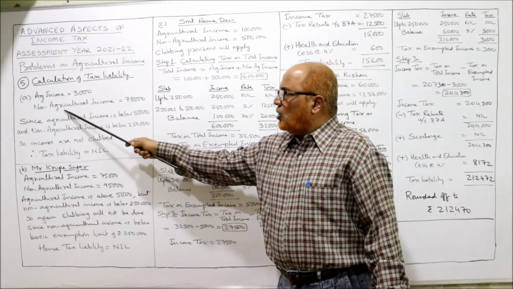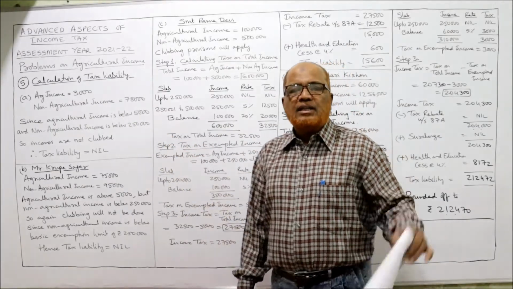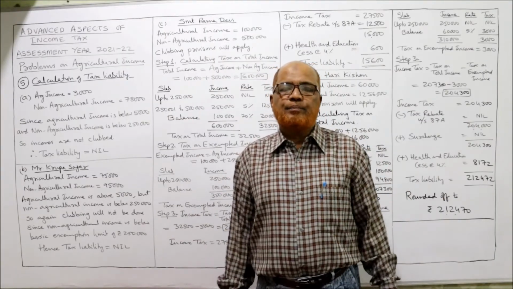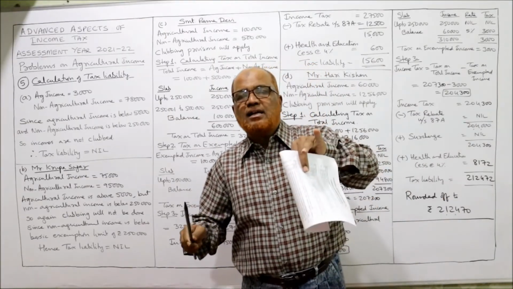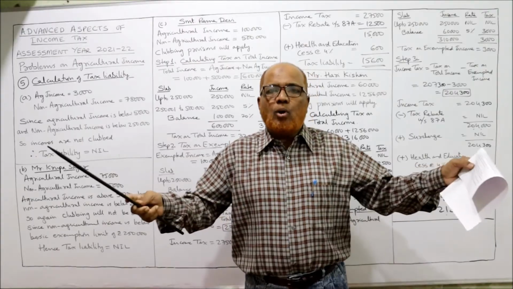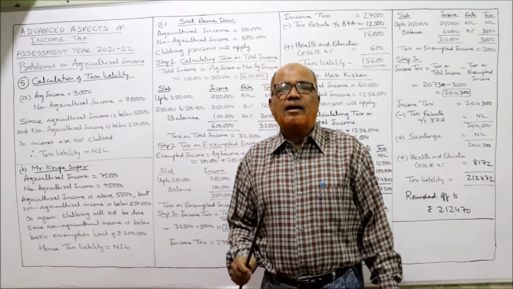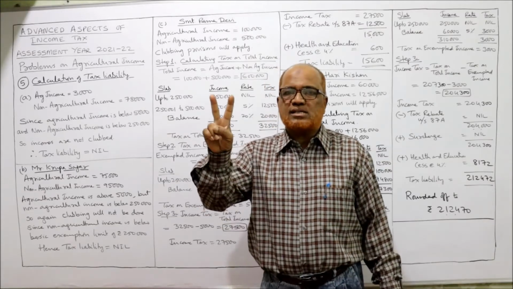Agricultural income 3,000, non-agricultural income 78,000. In the last video, I explained the conditions for clubbing the income. If a person is having agricultural income and non-agricultural income, both the incomes can be clubbed. But the clubbing provision will apply when two conditions are satisfied.